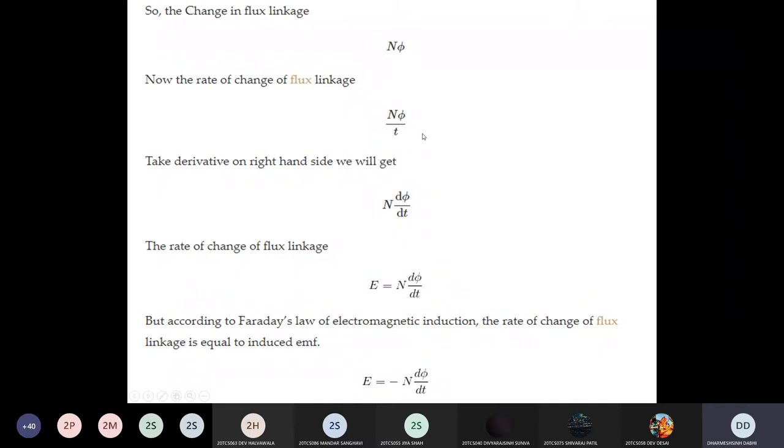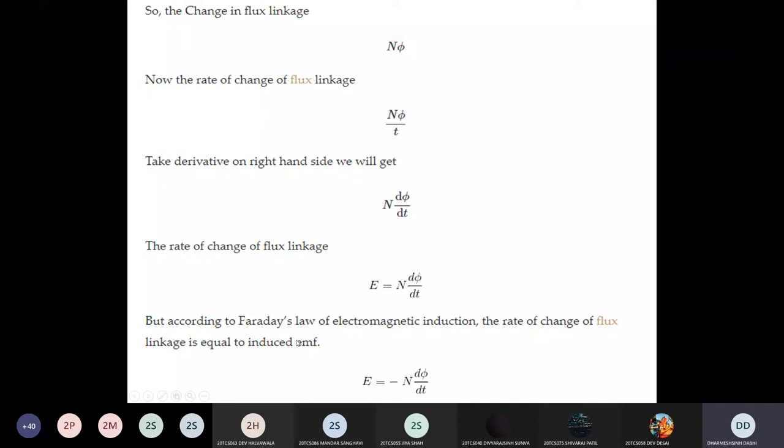Clear? So the rate of change of flux linkage with respect to time, mathematically you can write N phi by T. If you take the derivative of this term, what do you get? N is constant because the number of turns of the coil is constant. Clear? So you get N into d phi by dt. That rate of change of flux linkage induces what? EMF. Clear? So N d phi by dt is equal to E. That is nothing but the induced EMF.